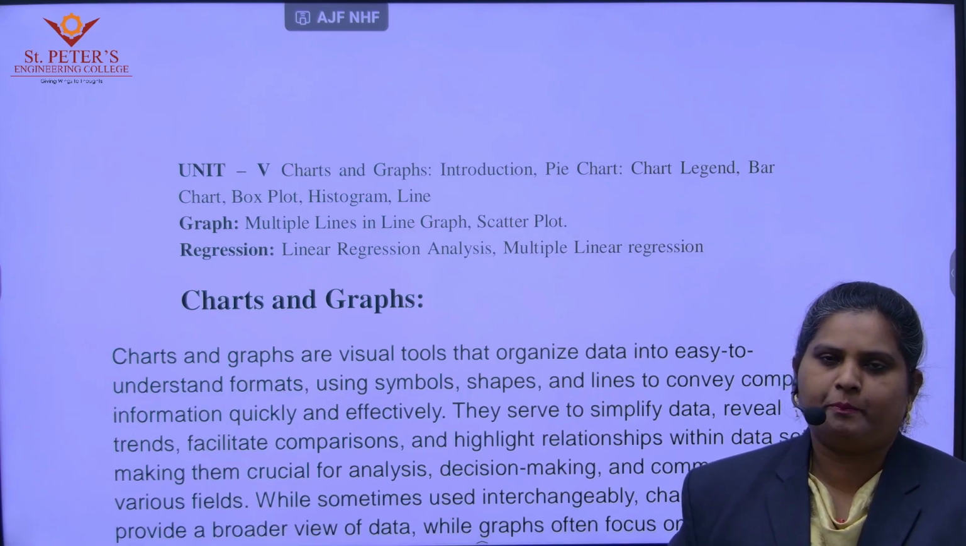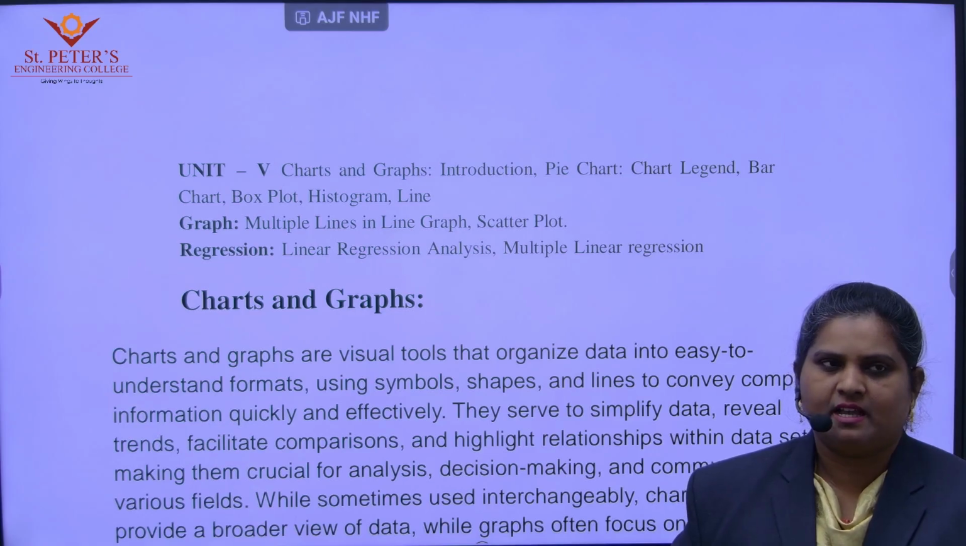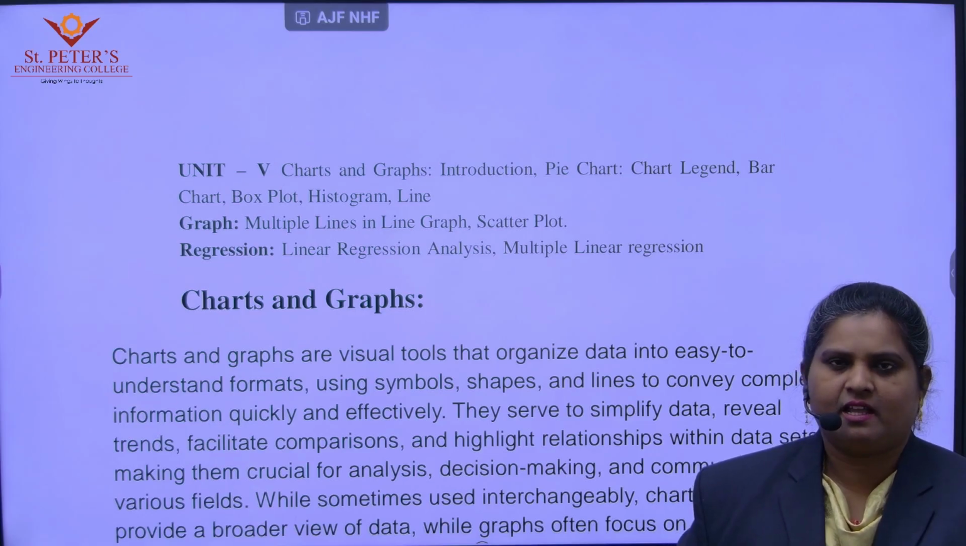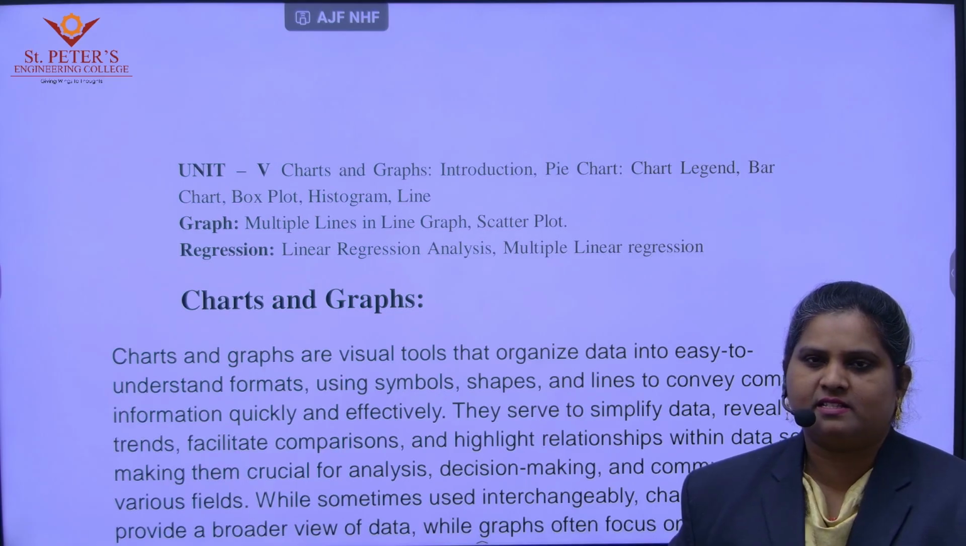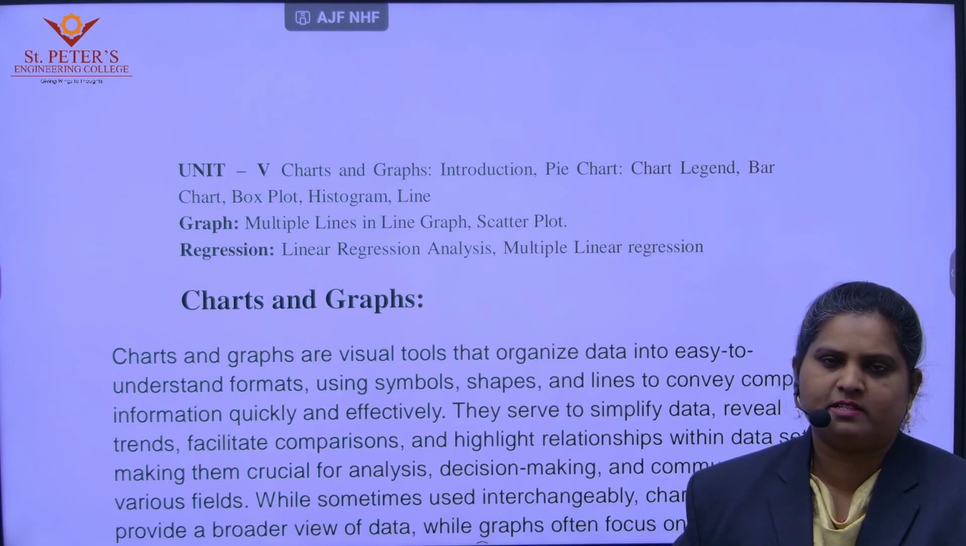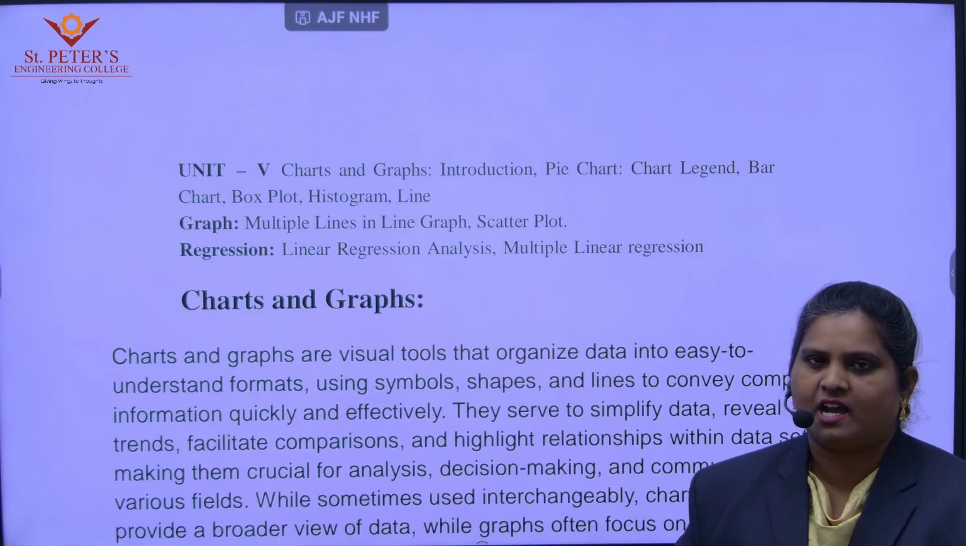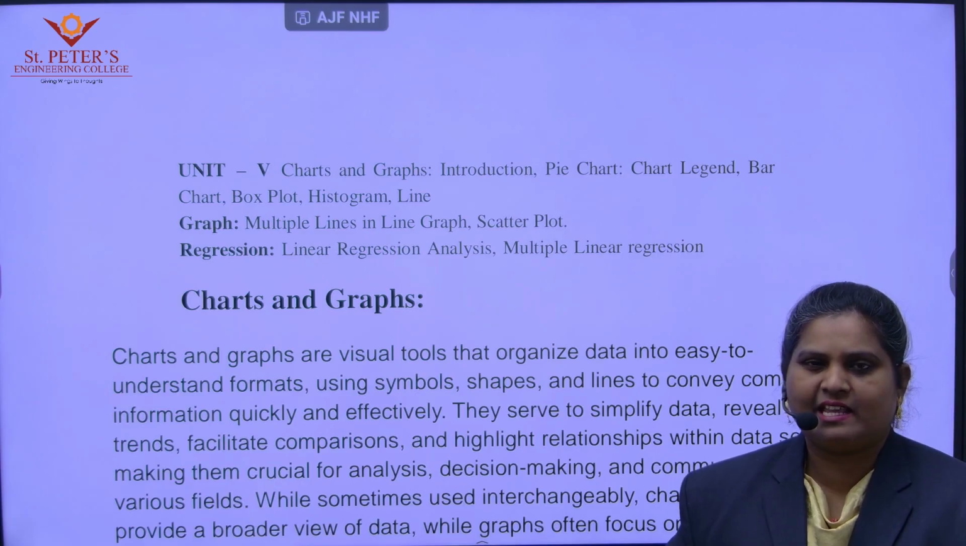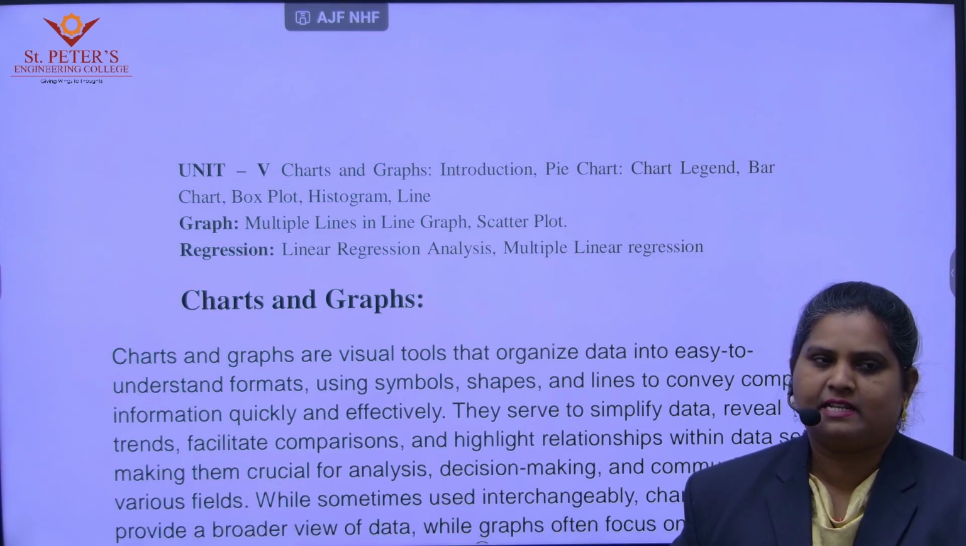The topic name of the first topic is graphs and charts. It's very important, and this is an easy unit also, because most of the diagrams and all the different types of graphs and charts will be there, and that is an important question also. Easily you can score full marks in this question.